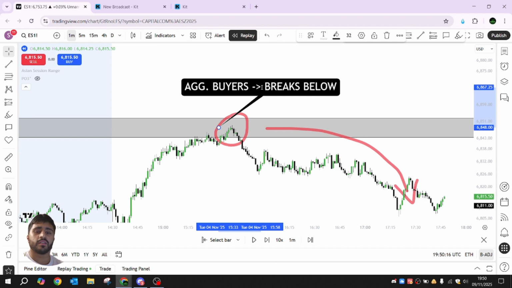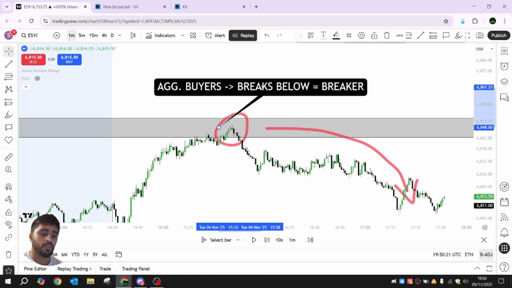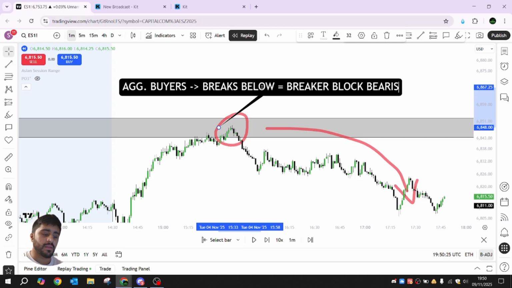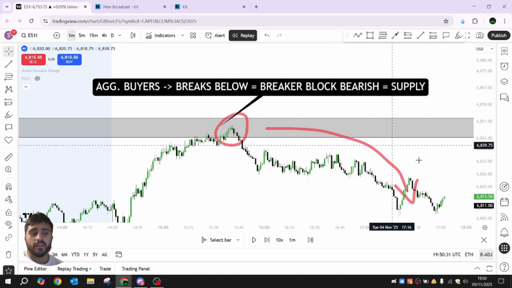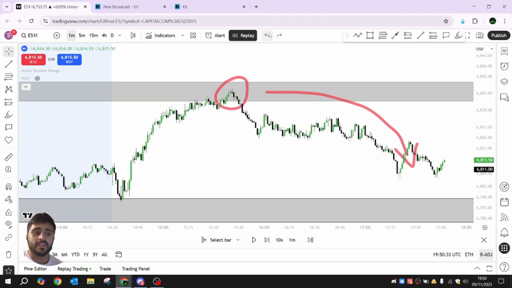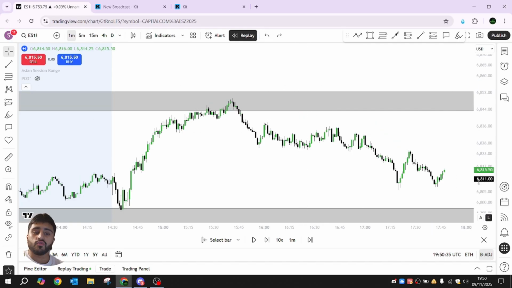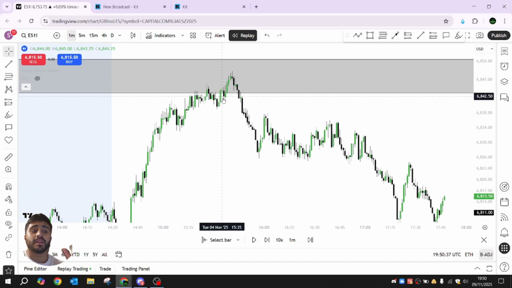So what does this mean, right? When you see aggressive buyers and price breaks below the level, this means that your breaker block or your order block, in this case, I believe it's a breaker block, they call it an ICT. This breaker block is a bearish breaker block, or in other words, it's an area of supply. There's an oversupply over here, and that's why the price moves down. And the reason there's an oversupply is because aggressive buyers failed, which means that passive sellers are in control.